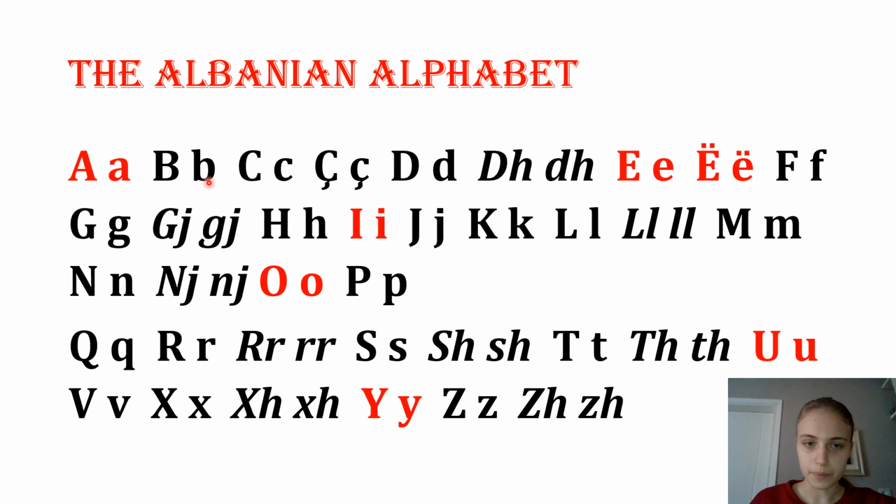So this is B. This here is T. Okay? So you probably don't see a lot of words that are pronounced with a letter like this in English. Like for example, you have Celtic. You pronounce it S, except in Albanian we pronounce it T.